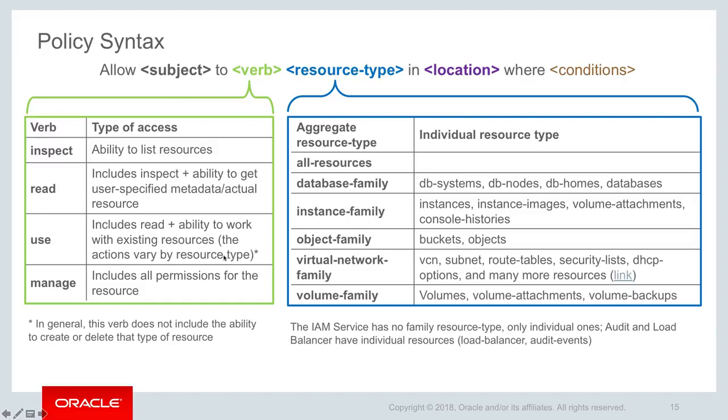The verbs you can use for your policy are, for example, manage, use, read, or inspect a specific resource type. The resource type can be the whole family, the aggregated resource, or an individual resource type. You can manage, for example, subnets in a specific location, which is the compartment or the tenancy, and you can pass some conditions along with your policy syntax as well.